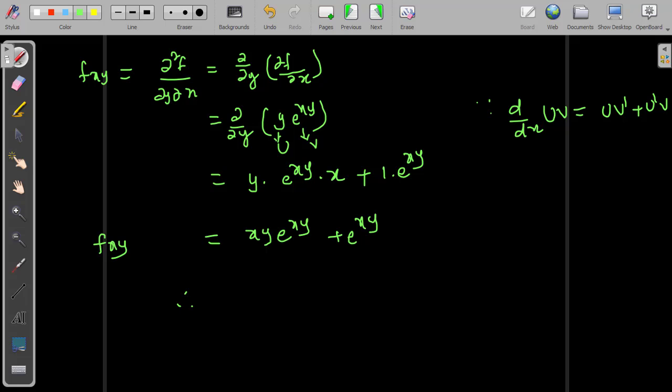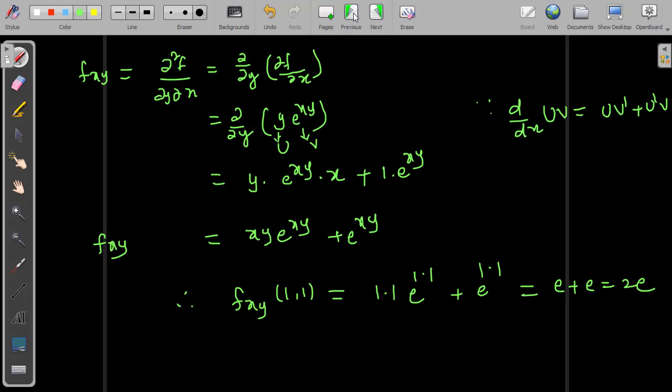Now I want fxy at the point (1,1). In all the places you can substitute 1: wherever x is there, x equals 1, y equals 1. So 1·1 plus e^(1·1), which gives e plus e equals 2e. This mixed partial derivative result is 2e. The rest of the terms are only e.